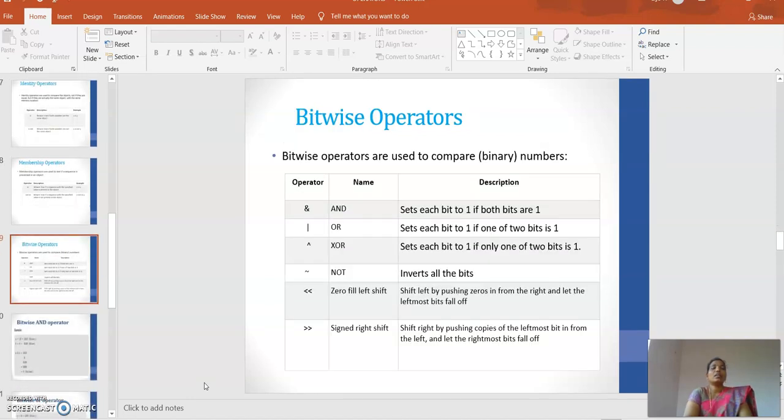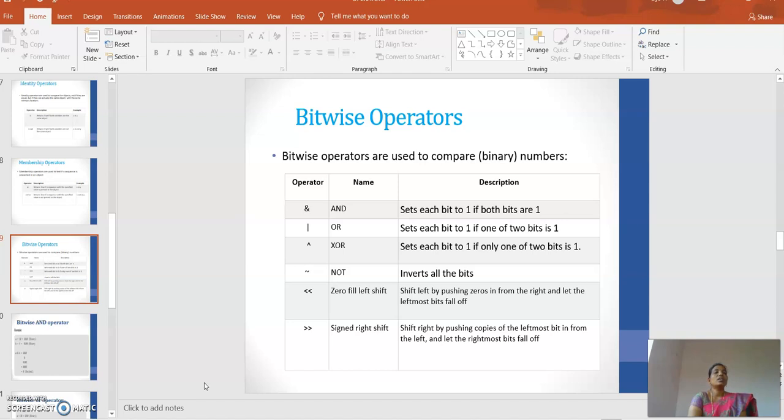And the next one, that is bitwise operator. Bitwise operators are mainly used to compare binary numbers. The operators are AND, OR, XOR, NOT, left shift and right shift. The symbols are ampersand, pipe symbol, caret symbol, tilde symbol for not, less than less than, and greater than greater than.